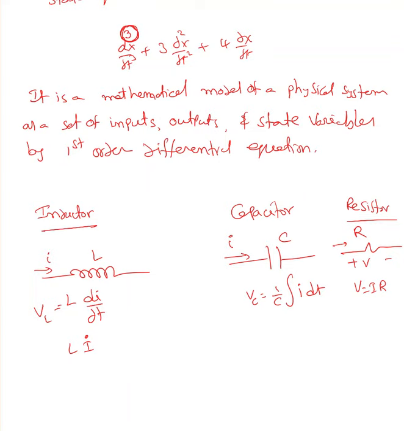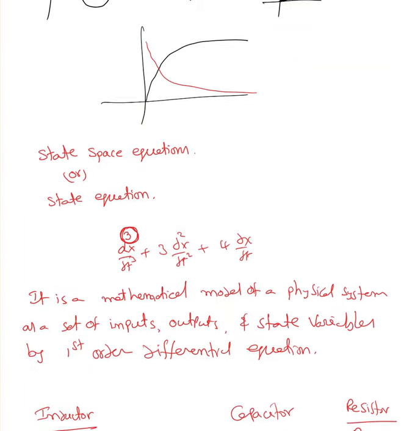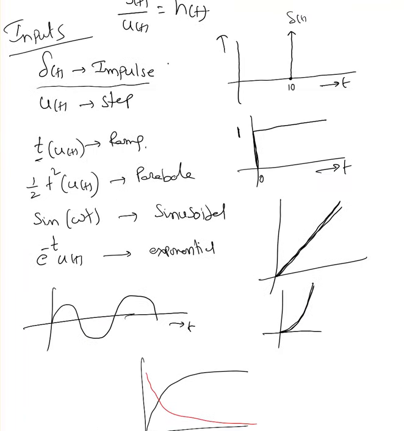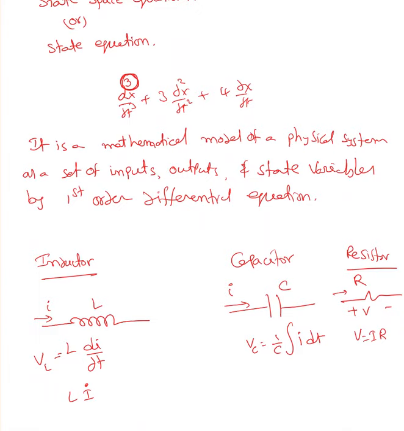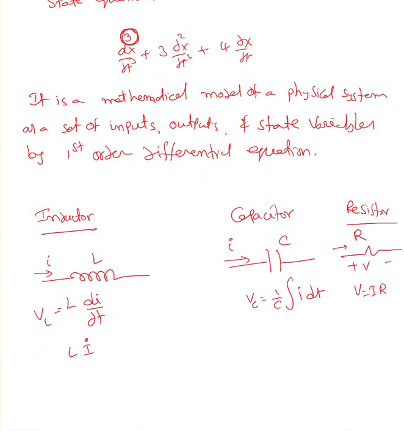AC means alternating, so it could be any one of these inputs. Look at all the inputs: U of t is the only one not changing, but all other values keep changing with respect to time. So for any one of those inputs, the behavior of inductor and the behavior of capacitor is not the same. Now voltage drop across the inductor is VL equal to L times di by dt. The di by dt I can represent as I dot.